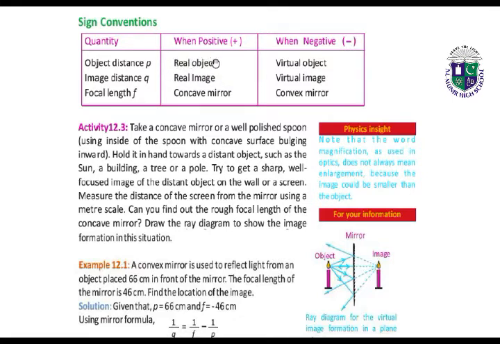Object distance p: in case of a real object it is positive, and when it is negative it means it is a virtual object. Image distance q: when it is positive it means it has a real image, when it is negative it means it has a virtual image. When the focal length is positive it means it is a concave mirror, when it is negative it means it is a convex mirror.